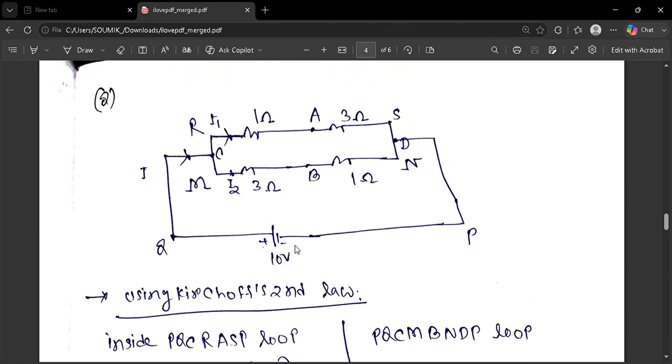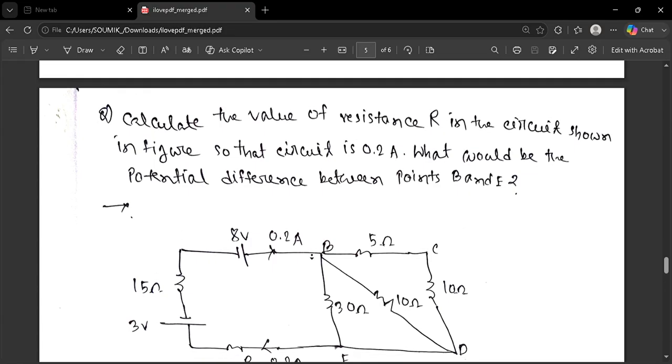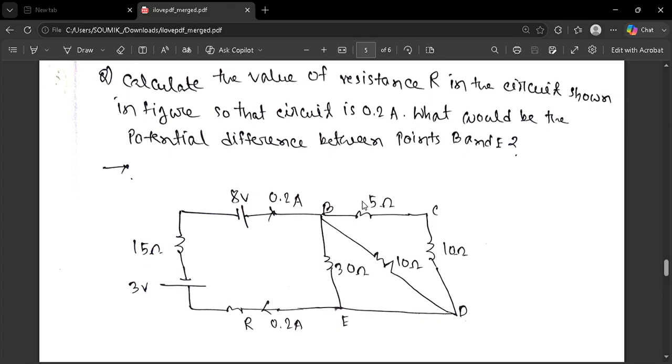Just using Kirchhoff's second law basically. This is another question. We are asked to calculate the value of resistance R in the circuit shown in the figure, so that the current in the circuit is 0.2 ampere. What would be the potential difference between points B and E?